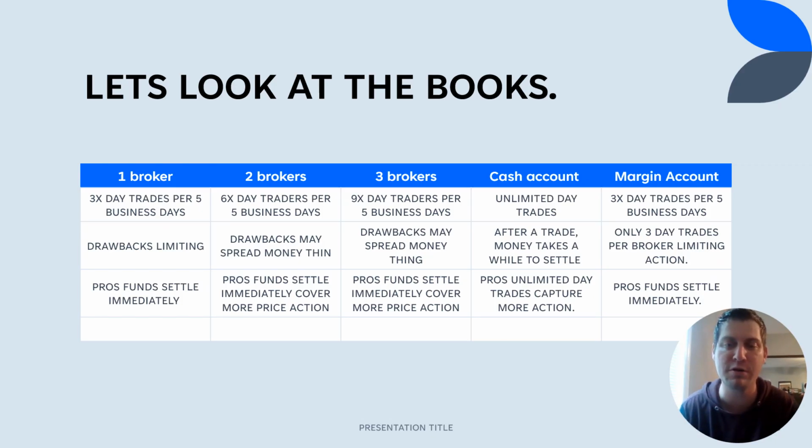Now, you could also convert your account to a cash account. Now, there are some pros and cons that I have listed up here for you on the screen. So, in a nutshell, if you have one broker, 3 day trades per 5 business days. If you have two, that's going to multiply to 6. If you have three, that's going to multiply to 9, and so forth. Now, with cash accounts, you can switch your account to a cash account at any time period, and you don't need more than $25,000 to do so. And you will be able to do unlimited day trades. However, your funds will take an increasingly high amount of time to settle as opposed to being a margin account.